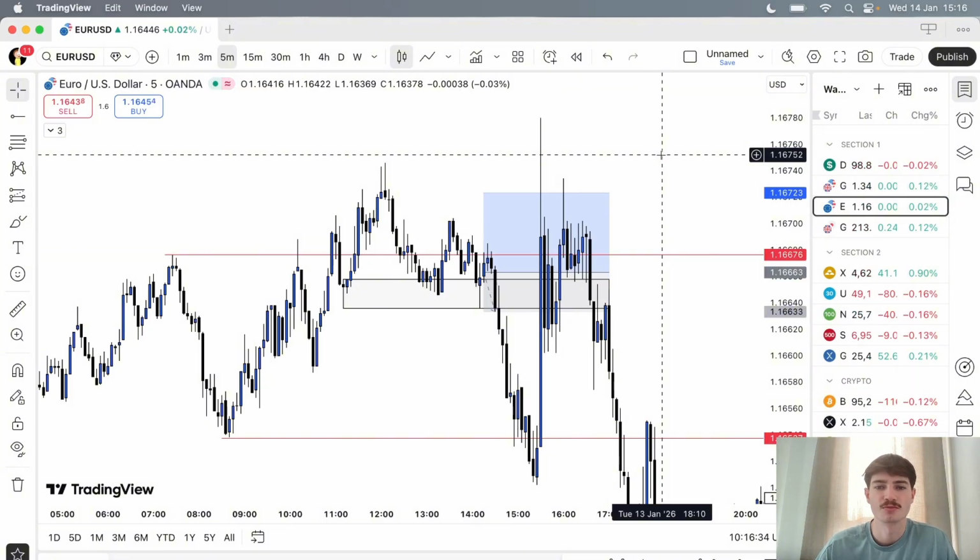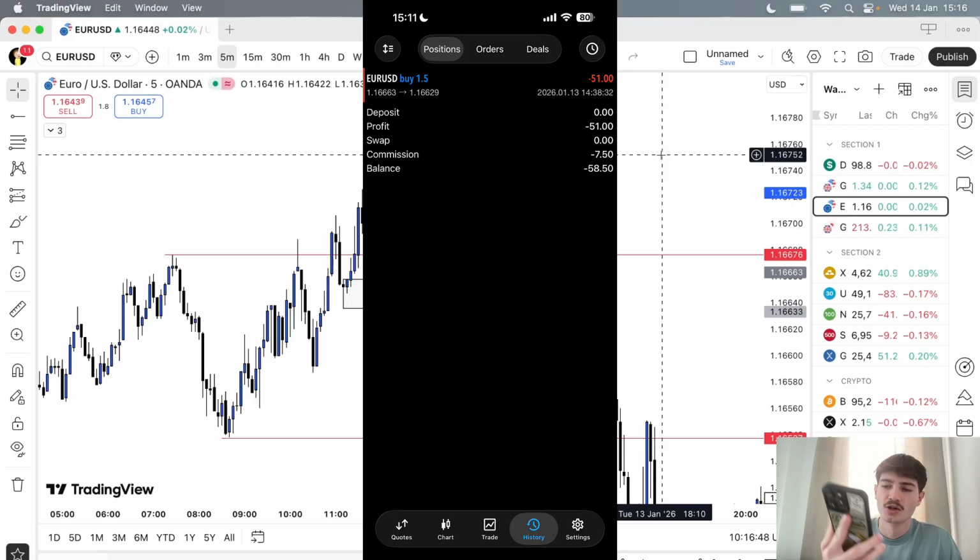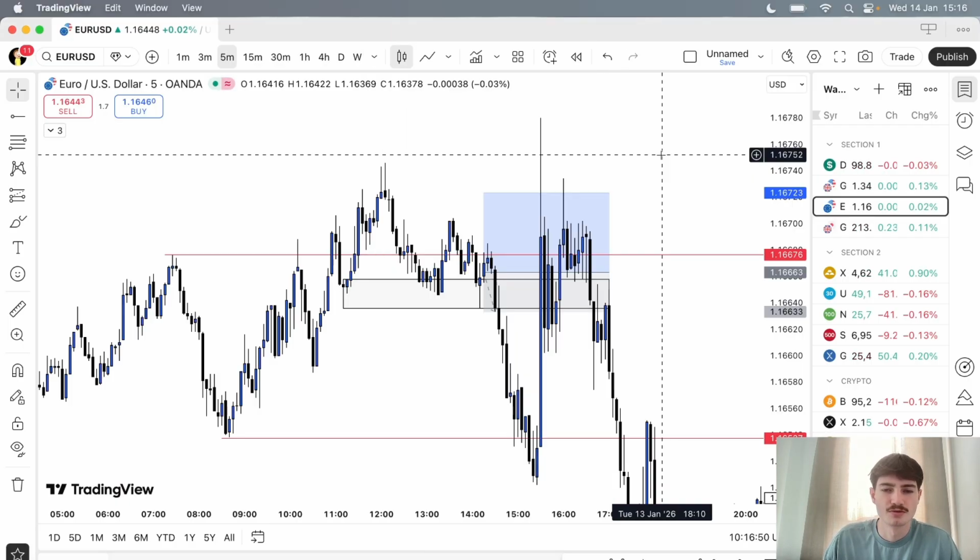We use risk management at the end of the day. I haven't sized up crazy yet in this new year, I'm still just easing into it, and I only took a loss of $51, so it's nothing crazy. That's why we use risk management.